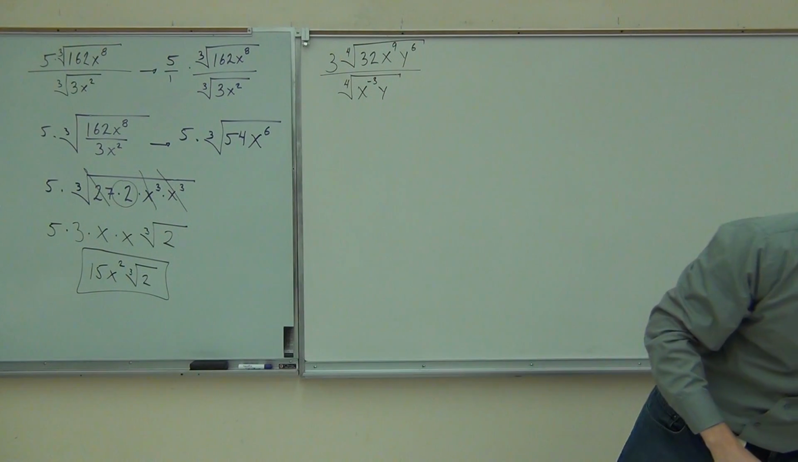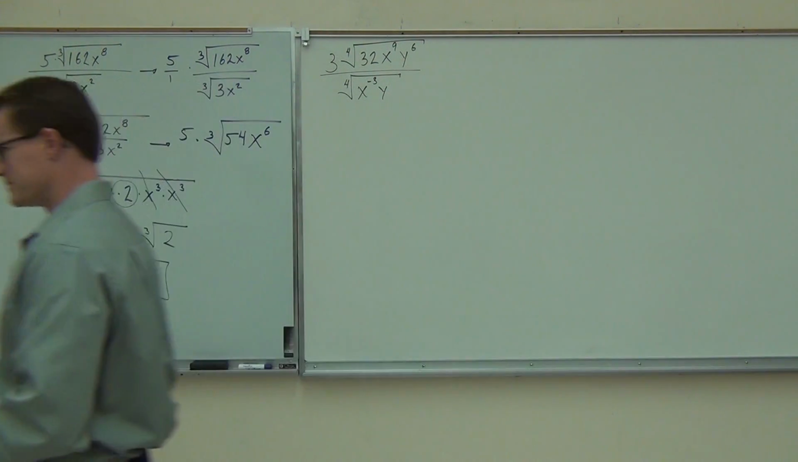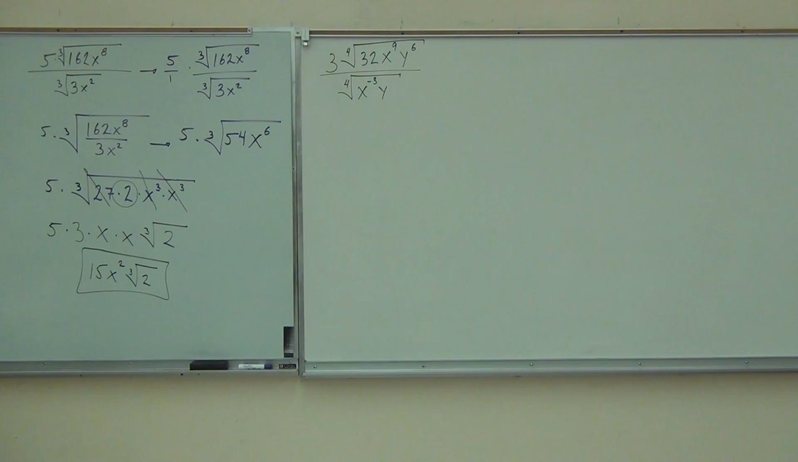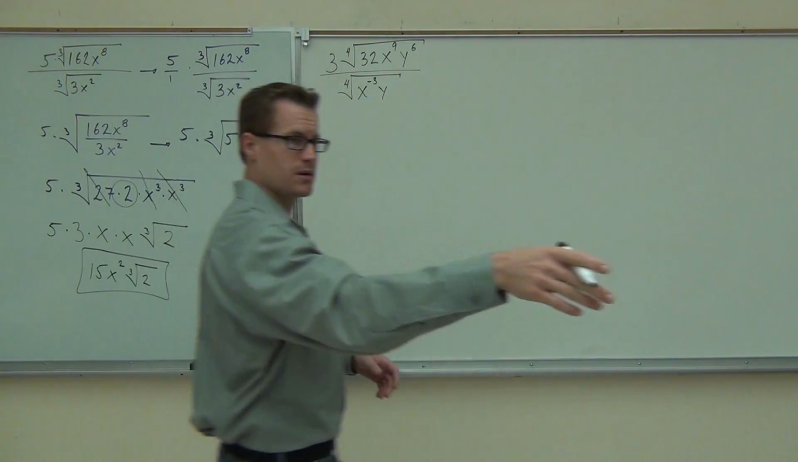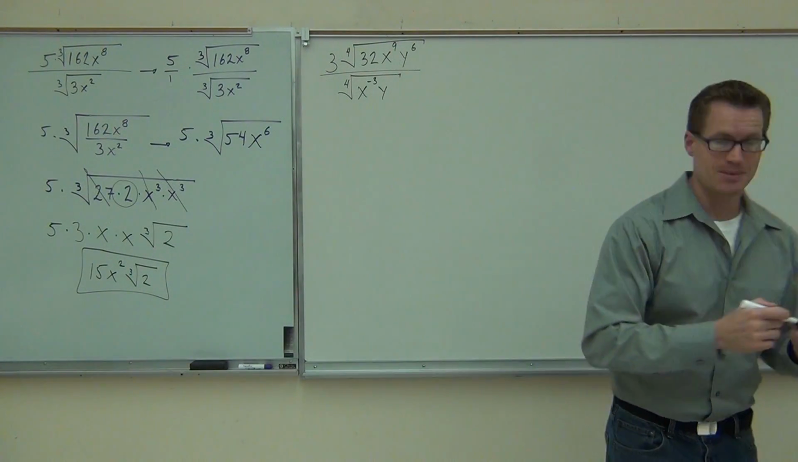What's different about this problem than the last one? Negative exponents. Okay, 4th root, that's one. And then the other one? Negative exponents. Yeah, you got negative exponents. Hey, let me tell you something.